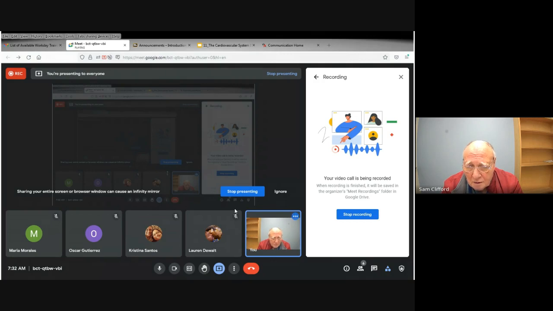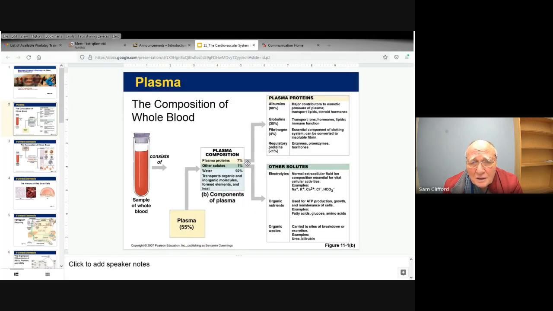So let's go ahead and look at blood. So blood, what's it made out of? It's 55% plasma, and the rest are red blood cells. So plasma proteins, water, other solutes. So that's the composition of plasma.